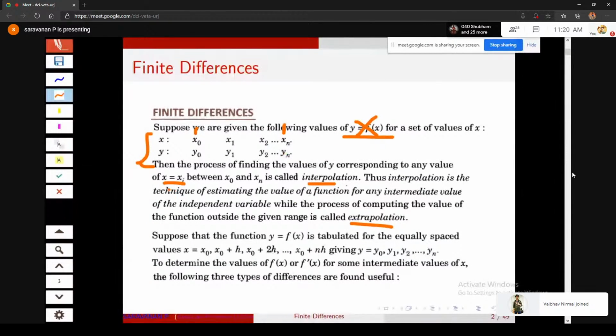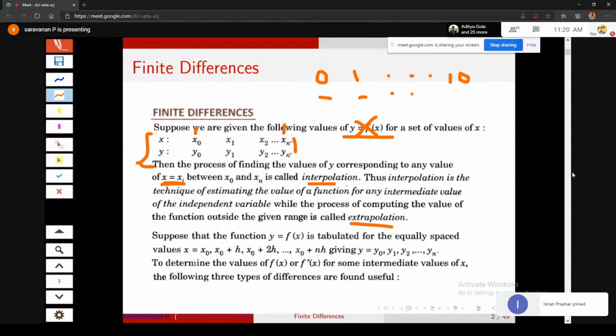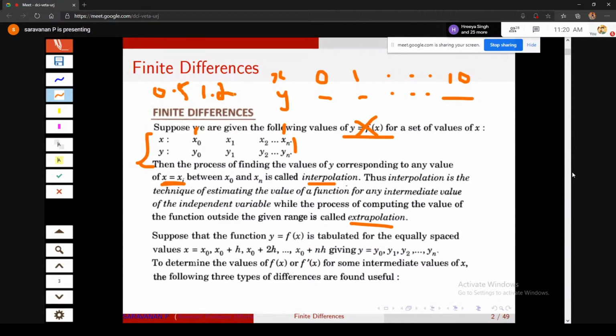And if this xi lies outside this interval... Suppose you are given a table from 0, 1, etc. up to 10. From 1 to 10, we were given the values of y. Some value of y is given. Suppose you want to compute the value of y, this is x and this is y, corresponding to x equal to 0.5 or x equal to 1.2, etc. 0.5, 1.2, everything lies in between 0 and 10. Therefore, this process is called interpolation.